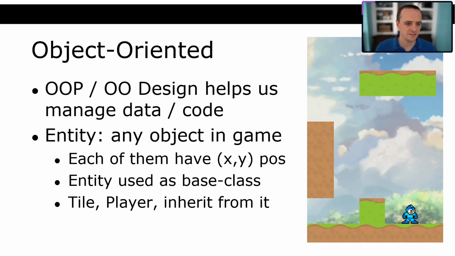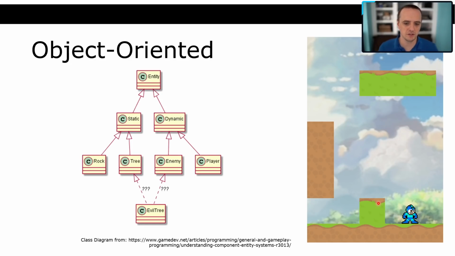So an entity is any object in the game. So for example, if we have a bunch of entities over here, let me get my laser pointer. So the player is an entity, a tile is an entity. Each of them are going to share some properties in common. So for example, each entity in the game is going to have an XY position. And so what we can do if we were using the object-oriented approach is we're going to have entity as a base class, and then we might have a tile and a player that inherit from the base class of entity and share some of its properties. So here's what it might look like, okay?